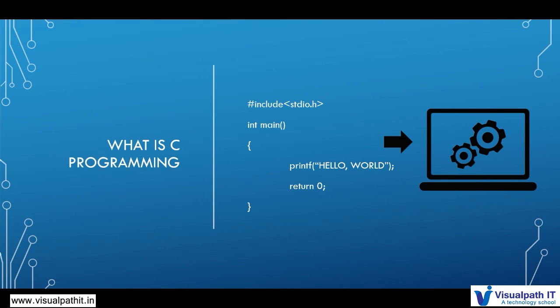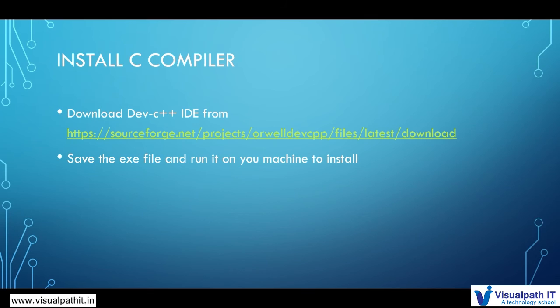So let's try to write a simple C program. Before writing a C program, we need to have some dependencies installed on our system. As we discussed before, C cannot be directly understood by the machine. It only understands binary, so we need a C compiler installed on our system to compile that into machine understandable code. For that, how do we install a C compiler?